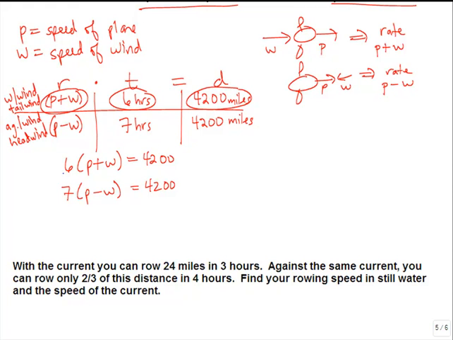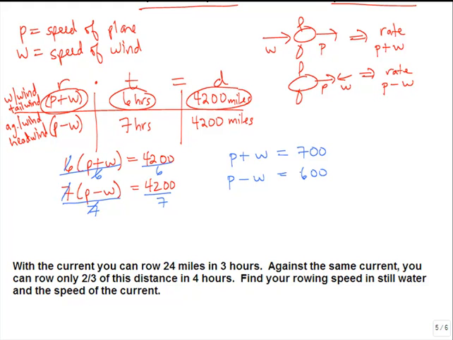Instead of distributing the 6, let's divide both sides by 6. That's going to make this 6 cancel out, and it's going to give us P plus W by itself equals 4,200 divided by 6, which is 700. Now let's do that on the bottom one as well. Instead of multiplying by 7, let's divide both sides by 7. So the 7's go away on the left side, leaving me P minus W. And 4,200 divided by 7 is 600.